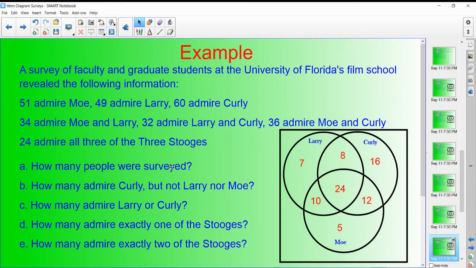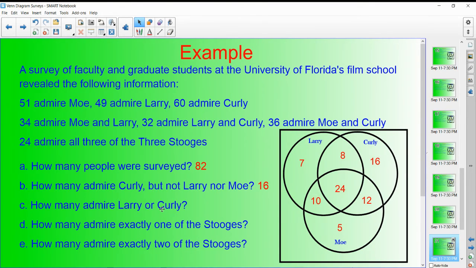Now, the first question that we have to answer is how many people were surveyed. So we can add up all of these different regions, and we get that 82 people were surveyed. Now, how many like Curly alone? So Curly, but not Larry and not Moe. So we have the Curly set, we get rid of anything that's Larry or Moe, and we're left with just 16. So 16 people like only Curly.